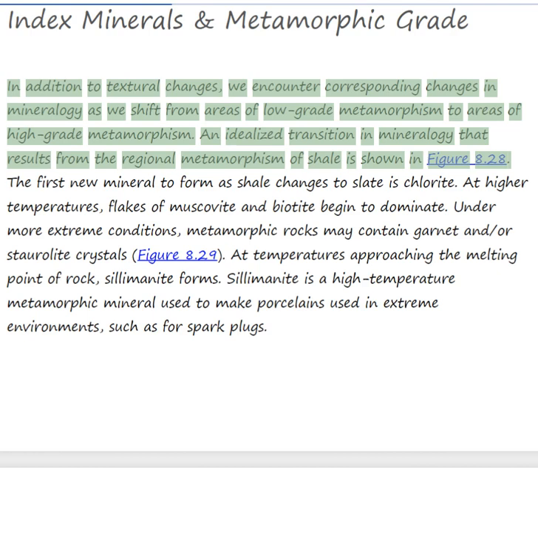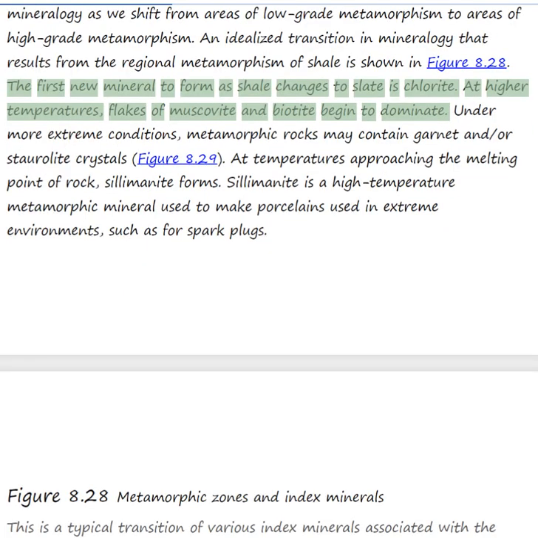In addition to textural changes, we encounter corresponding changes in mineralogy as we shift from areas of low-grade metamorphism to areas of high-grade metamorphism. An idealized transition in mineralogy that results from the regional metamorphism of shale is shown in Figure 8.28. The first new mineral to form as shale changes to slate is chlorite. At higher temperatures, flakes of muscovite and biotite begin to dominate.